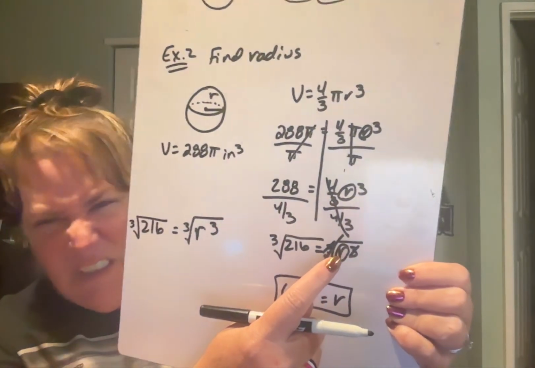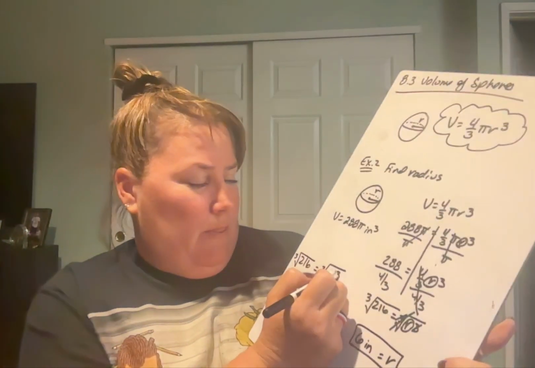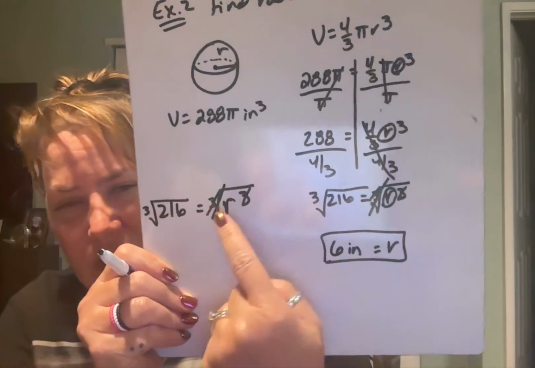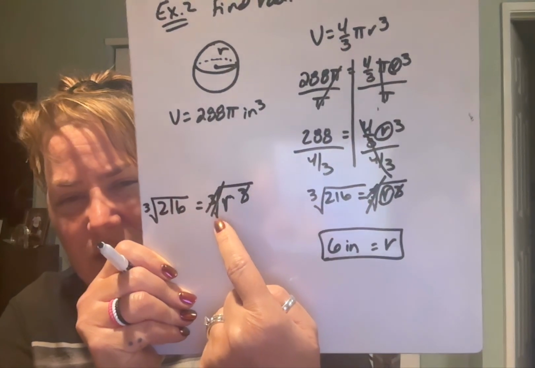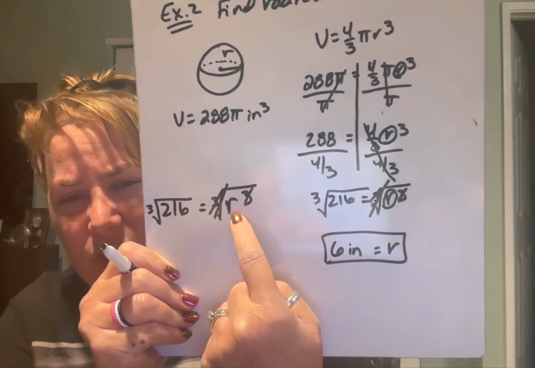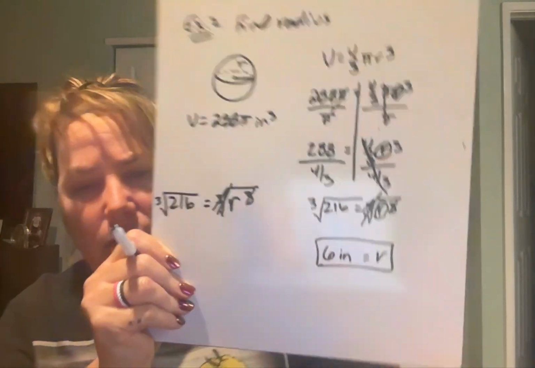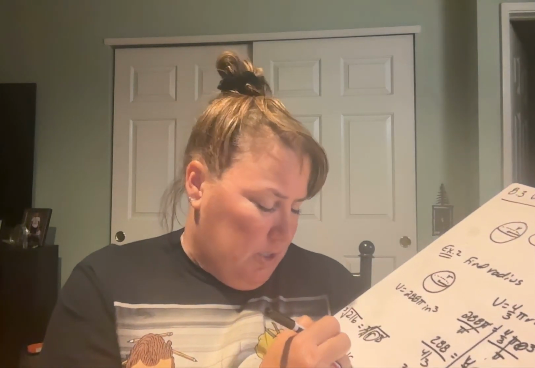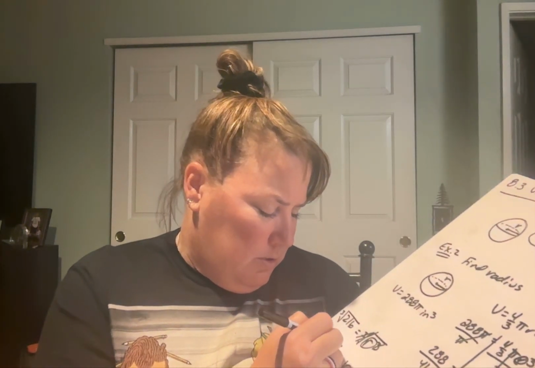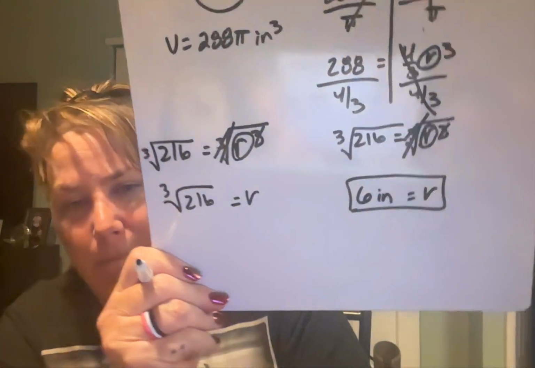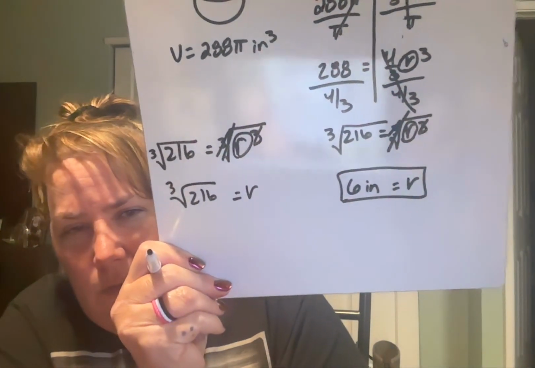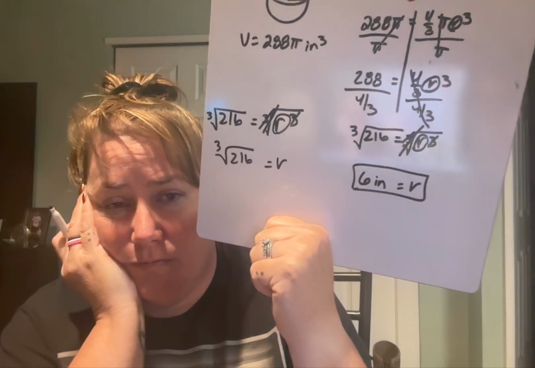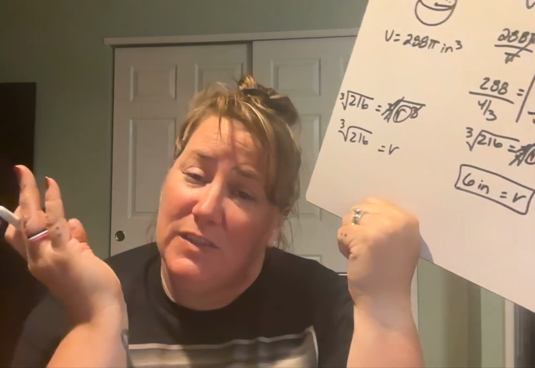This is what I did over here. It's just hard to see. Now, these guys undo each other. So you cross off the 3's and I cross off that square root symbol. So I just have r in here. It gets kind of messy. So you end up with r equals the cube root of 216. So there you go. You just found the volume of a sphere.